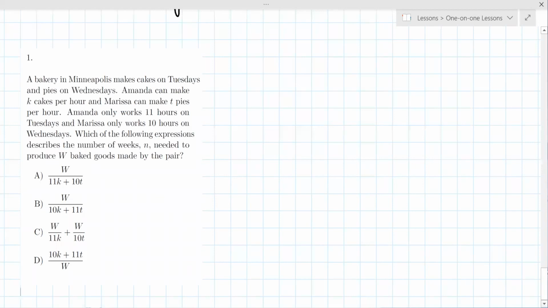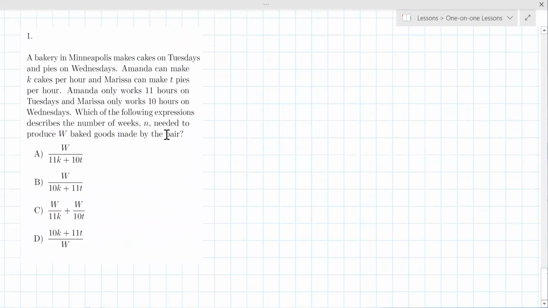I'm pretty sure you've seen this question before, so I think this would be a good one for you to try on your own, at least initially, and then I can help if needed. But I'll read it out loud. A bakery in Minneapolis makes cakes on Tuesdays and pies on Wednesdays. Amanda can make K cakes per hour, and Marissa can make T pies per hour. Amanda only works 11 hours on Tuesdays, and Marissa only works 10 hours on Wednesdays. Which of the following expressions describes the number of weeks n needed to produce W baked goods made by the pair?